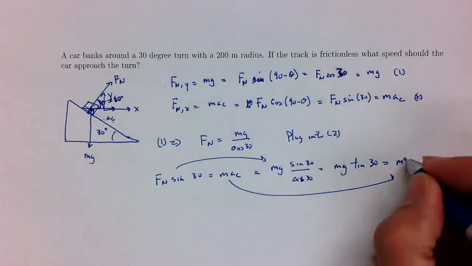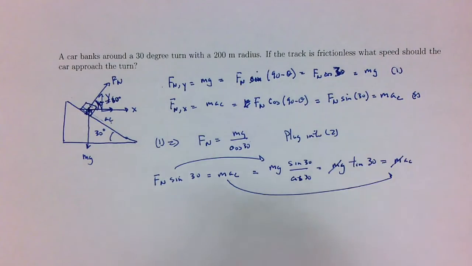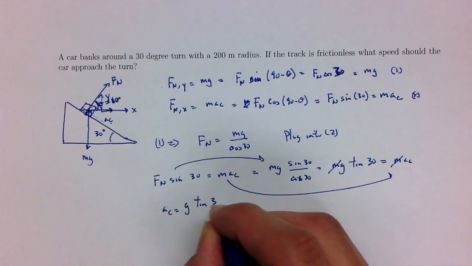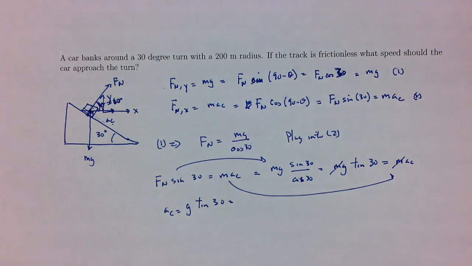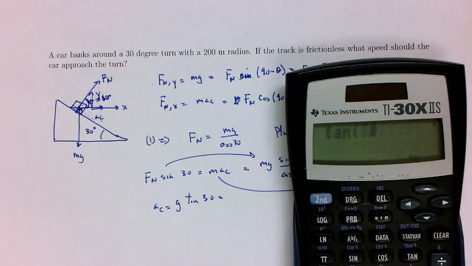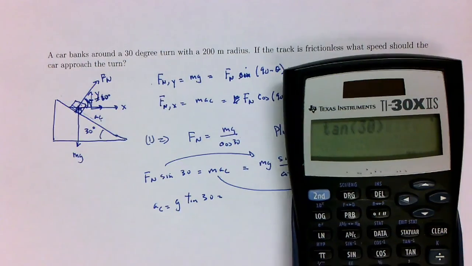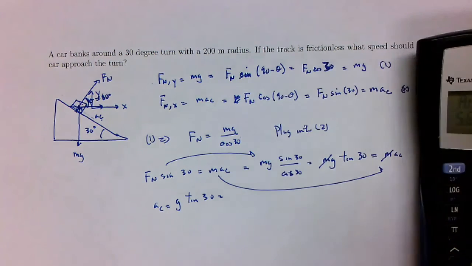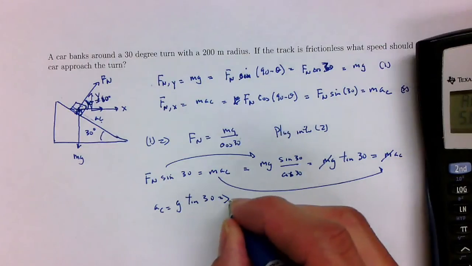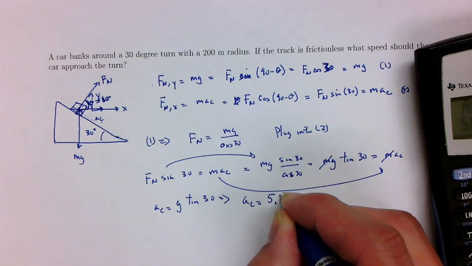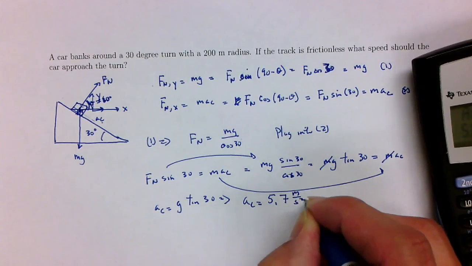This is going to be equal to mac. Okay, so you notice the m's will cancel on both sides. This is the mass of the car. All right, and so we have ac is equal to g tangent of 30. Okay, let's go ahead and compute that number out. Let's bring out my trusty calculator here. Okay, so let's do the tangent of 30, close parentheses, equals, perfect, times 9.8. Okay, and there it is. So that implies this is equal to 5.7 meters per second squared.